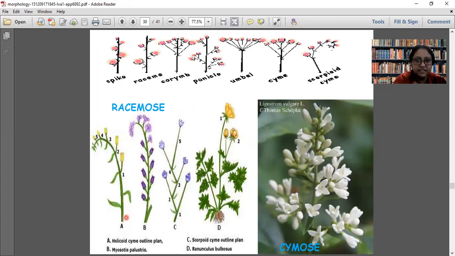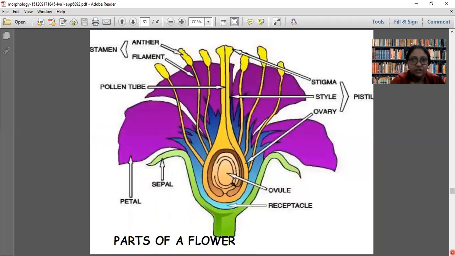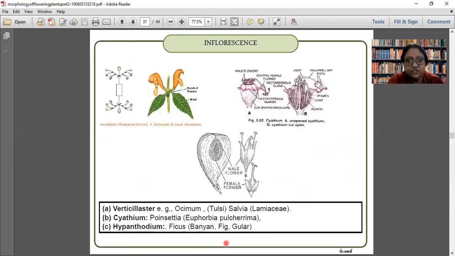So you can see this one is helicoid, A and B. Okay, this is scorpioid, and this one is biparous. And these are different types of racemose. And lastly we talked about tuberose. It is a type of cymose inflorescence. So that is about the inflorescence which is normally visible in plants.